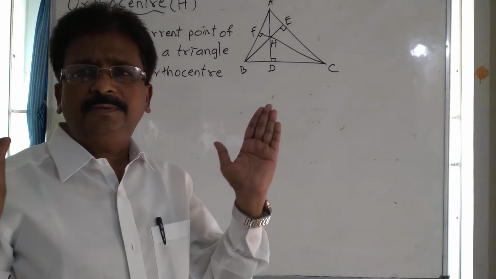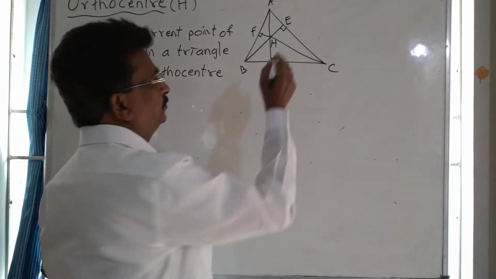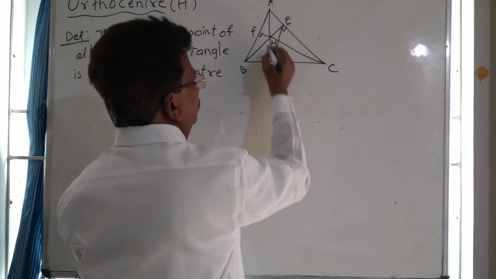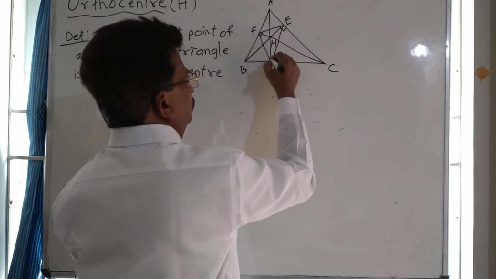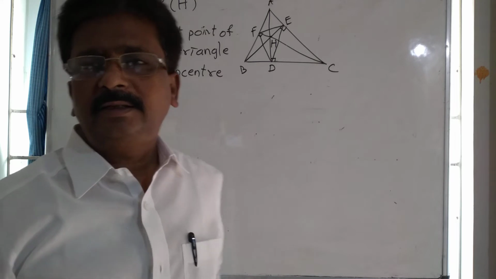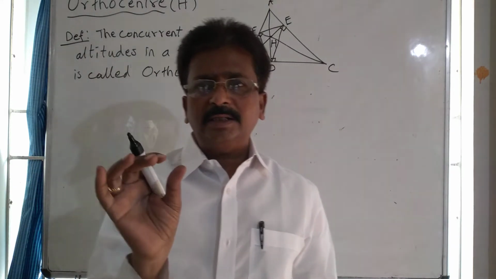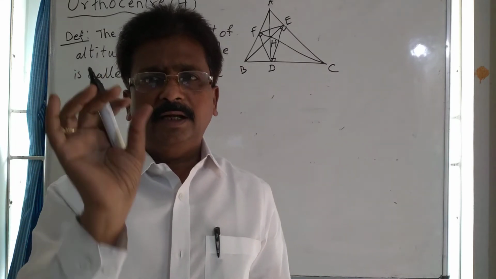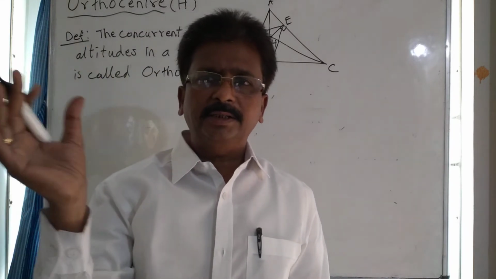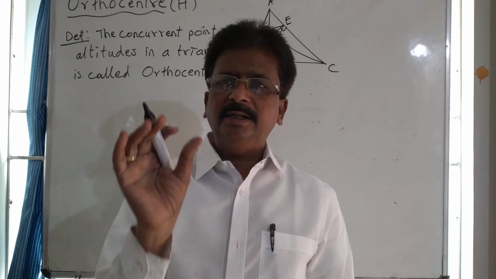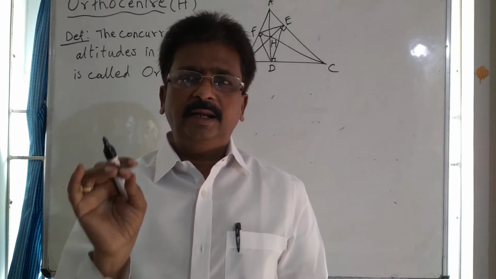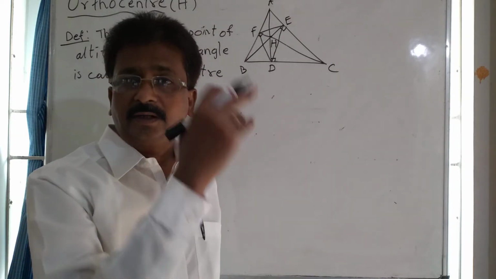Now let us join the feet of the altitudes. Okay. I have joined the three points D, E, F. They are the feet of the perpendiculars or altitudes. Perpendicular is the same as altitude, the meaning is the same. Now this triangle DEF is called the pedal triangle of triangle ABC.